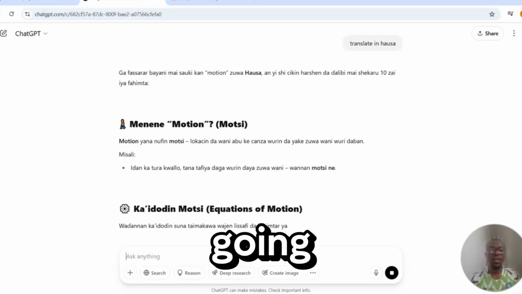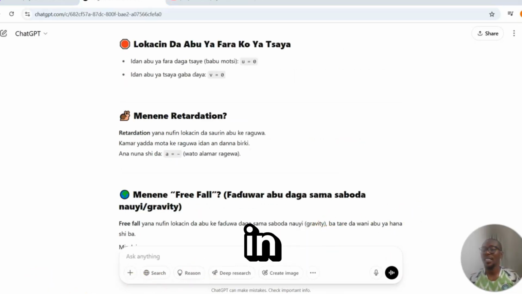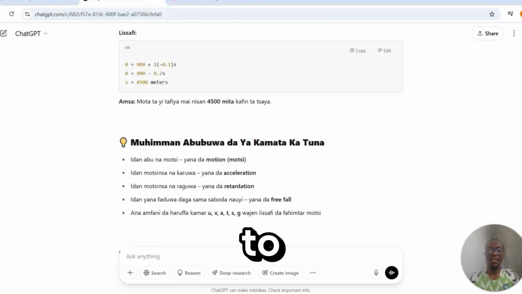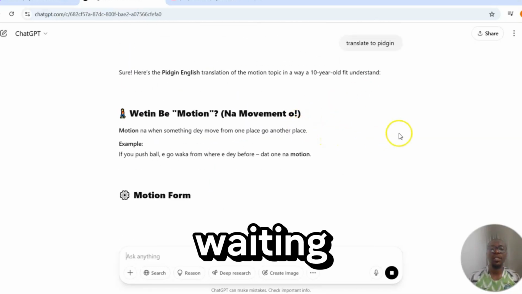So we are going to continue this. This is what it is giving us in Hausa. And I can decide to do the same thing for, say, Pidgin. So translate to Pidgin. Okay, you understand Nigeria. So look at it.